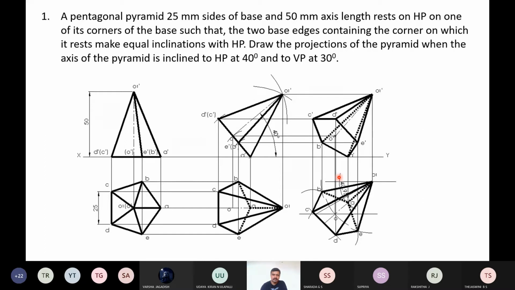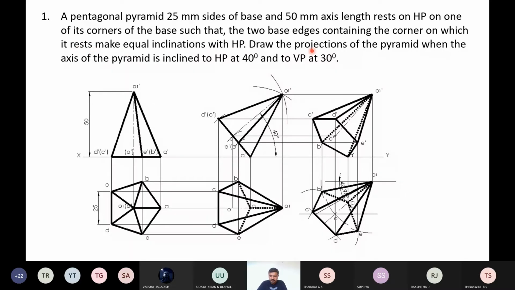Consider a problem. A pentagonal pyramid, 25 mm sides of base and 50 mm axis length, rests on HP on one of its corners of the base, such that the two base edges containing the corner on which it rests make equal inclinations with HP. Draw the projections of the pyramid when the axis of the pyramid is inclined to HP at 40 degrees and to VP at 30 degrees.